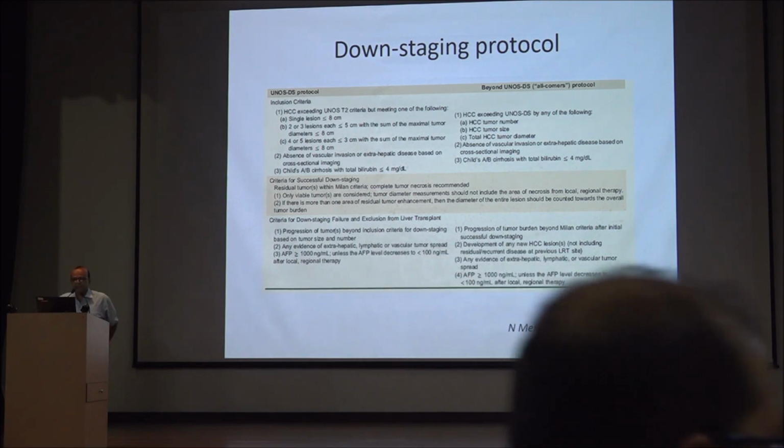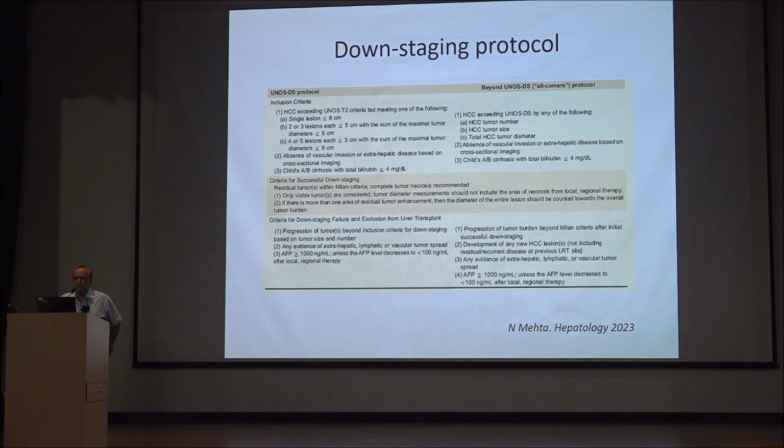Again, this protocol underscores the absence of vascular invasion or extrahepatic disease, including lymph nodes, based on cross-sectional imaging. Then they have only considered Child A, B, B8, and bilirubin maximum up to 4. This is the standard downstaging protocol. Beyond that, what they have labeled as all-comers is really not all-comers. There is no restriction on the tumor burden in terms of tumor diameter or size, but the absence of vascular invasion or extrahepatic disease remains, and you can't take a Child C cirrhotic or a bilirubin of more than 5.